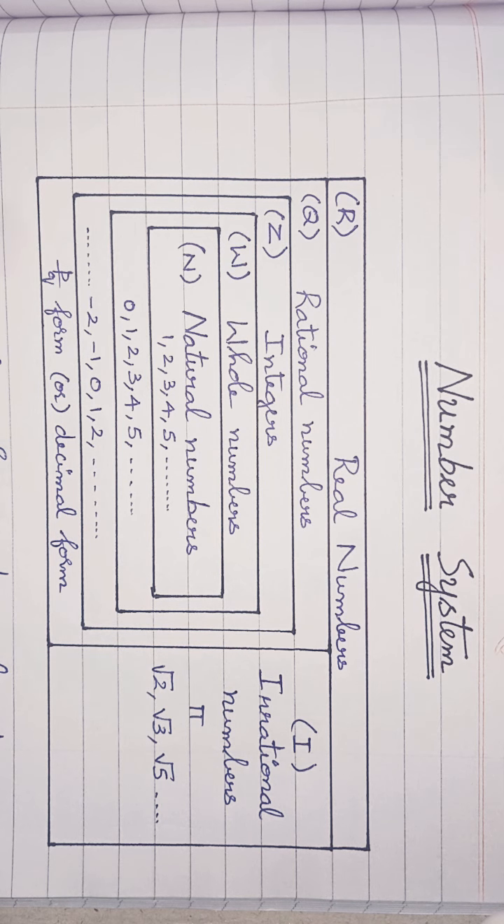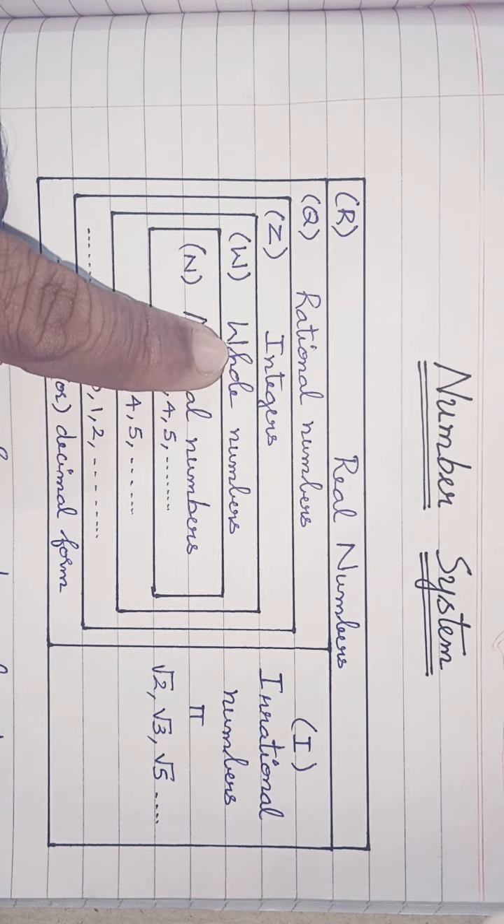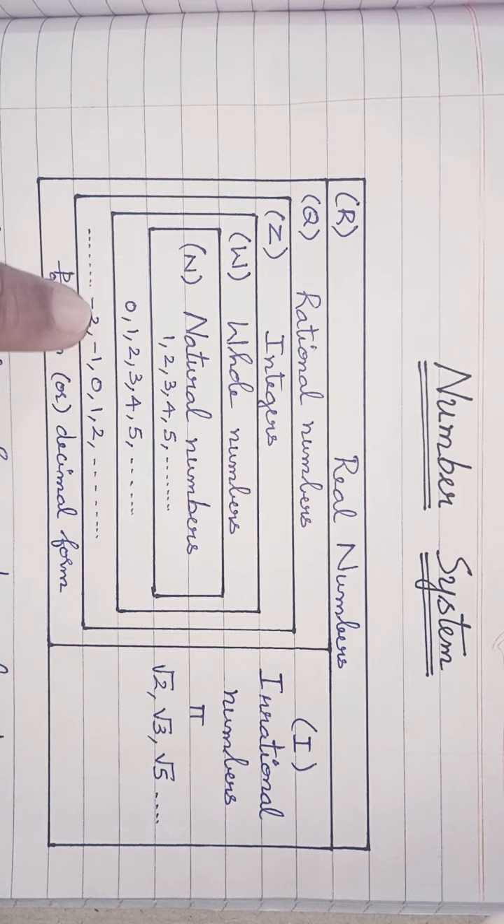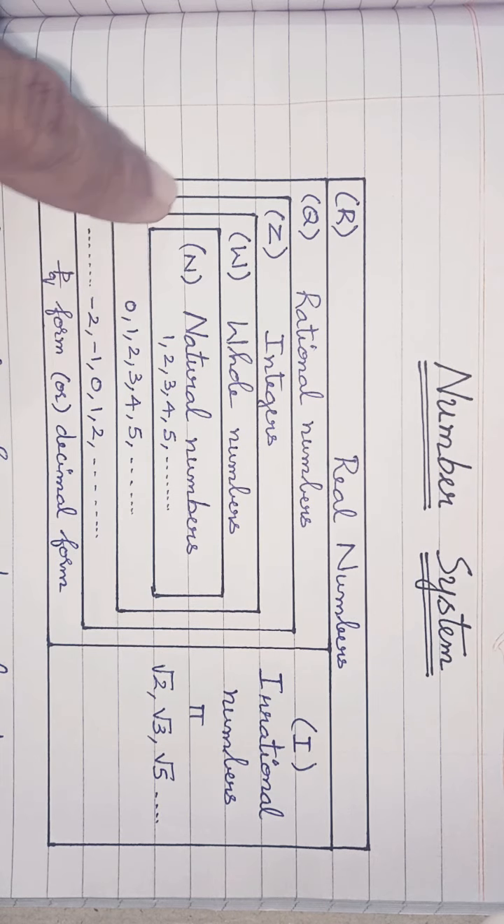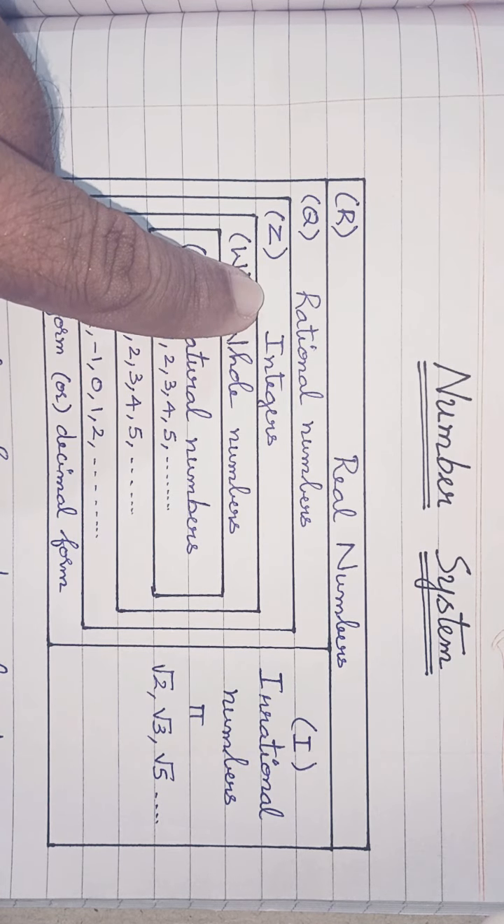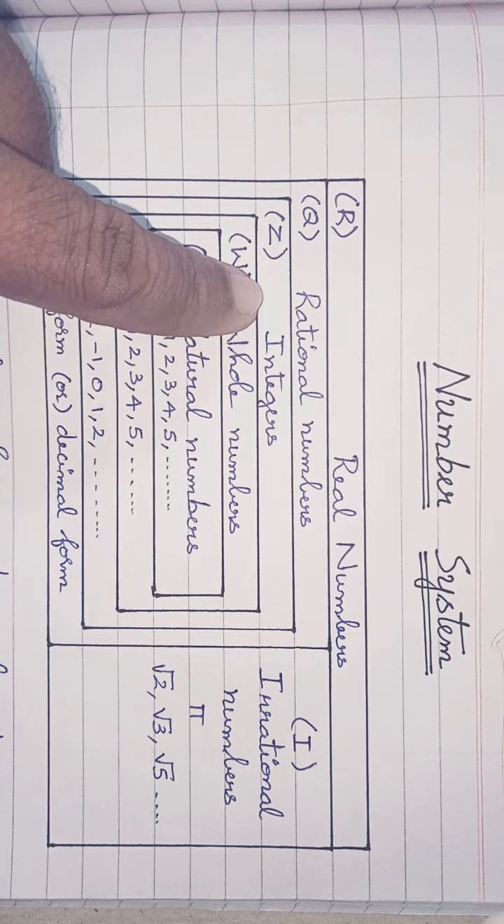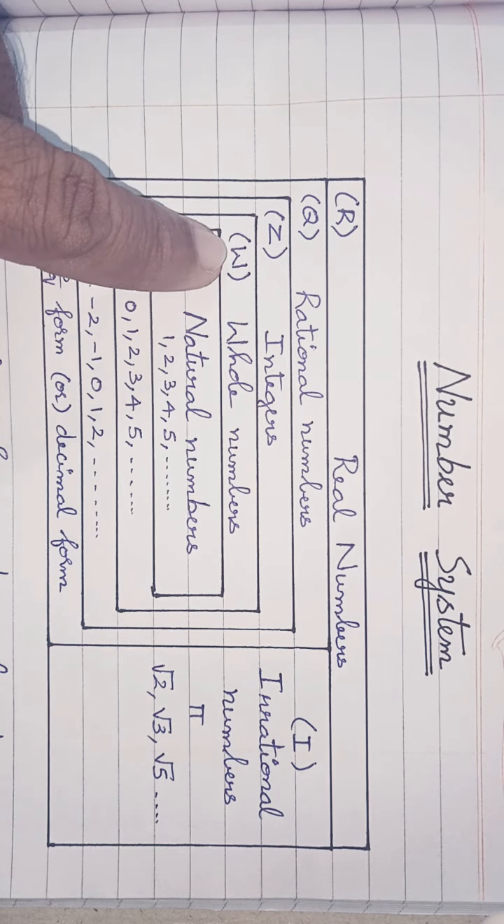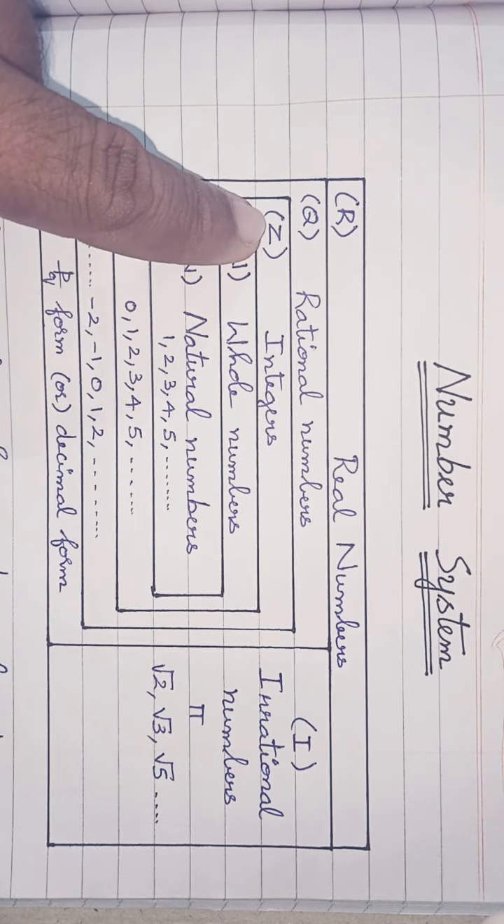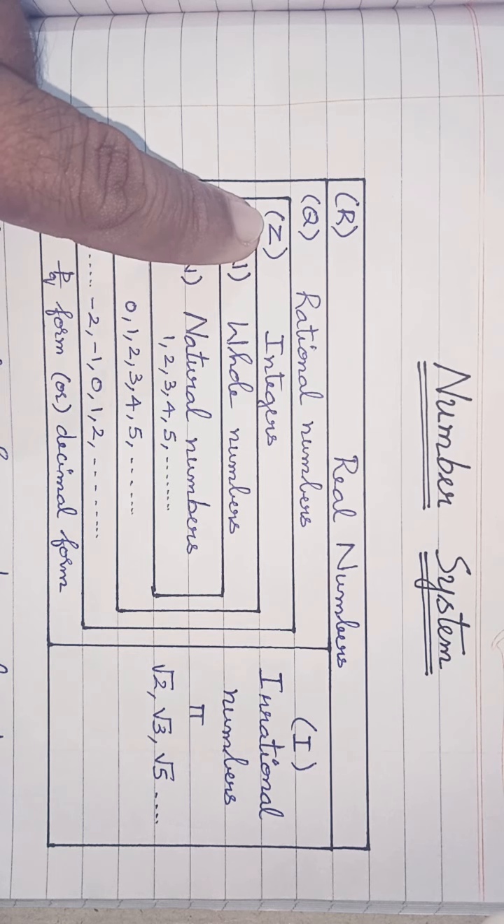Then we learnt about the whole number system. In the whole number system, we add one extra number, 0, along with all the natural numbers. So only one number is extra in the whole number system, that is the number 0. Then we learnt the next higher system of numbers, that is integers, which is represented by Z. The whole number system is represented by capital W, and the integers are represented by capital Z.